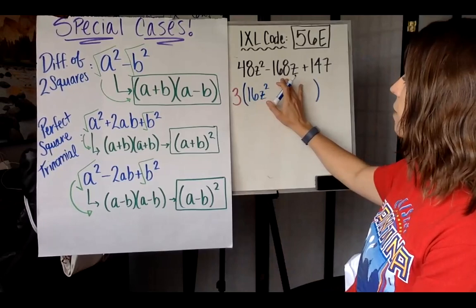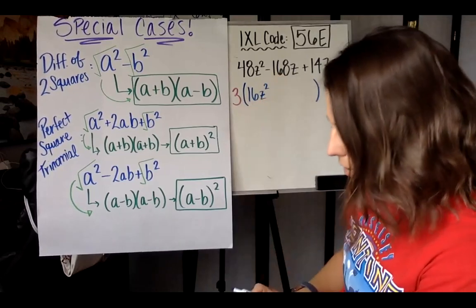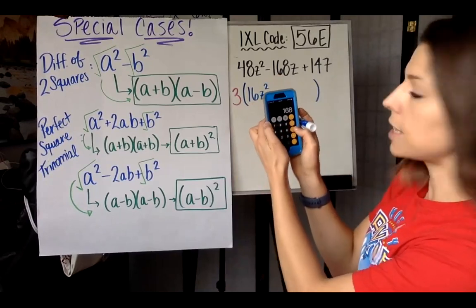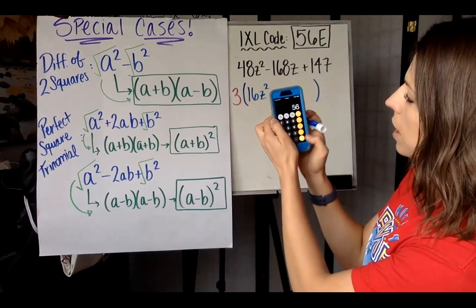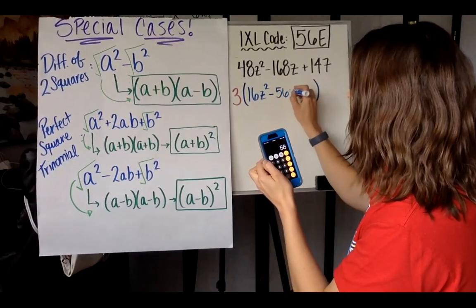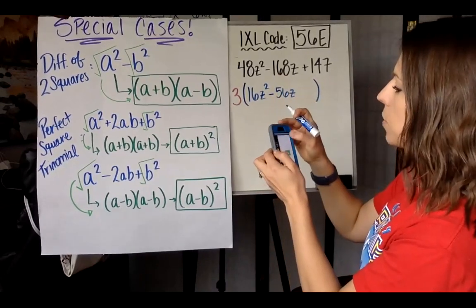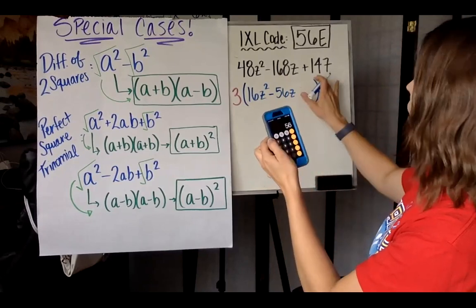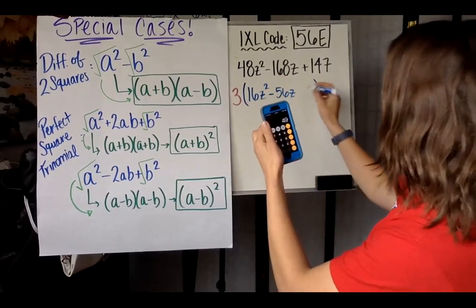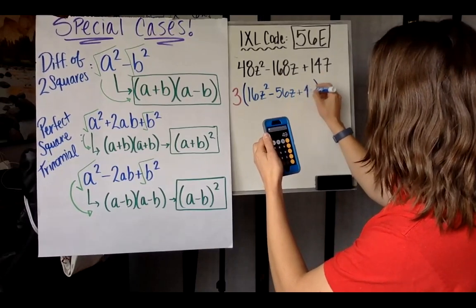Okay, now what happens when I factor out 3 from 168? So I'm doing 168, I don't know if you can see that, divided by 3, and I got 56. So this is still minus 56z. And then I'm doing 147 divided by 3, and I get positive 49.